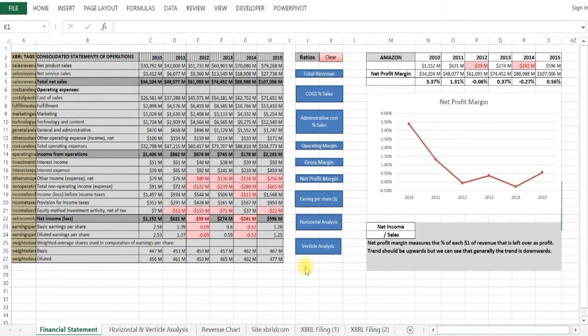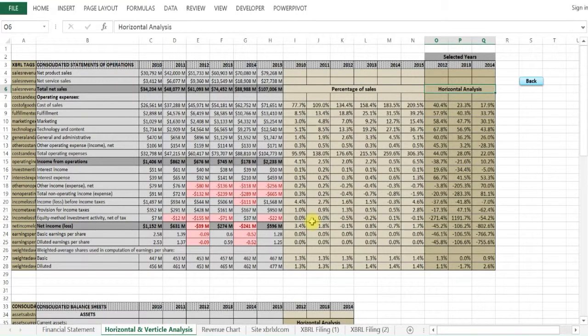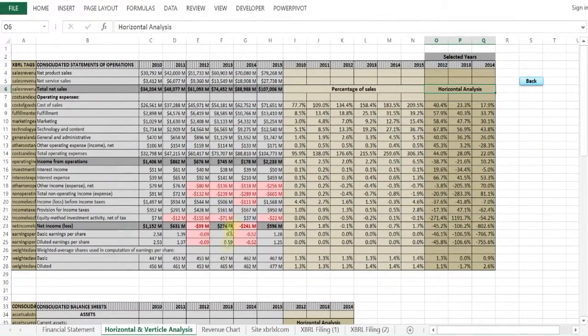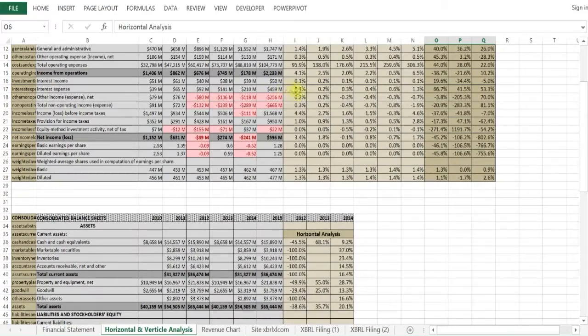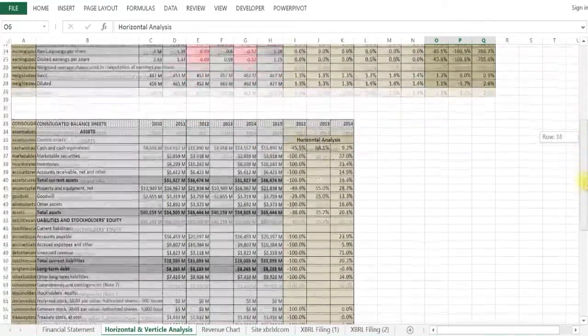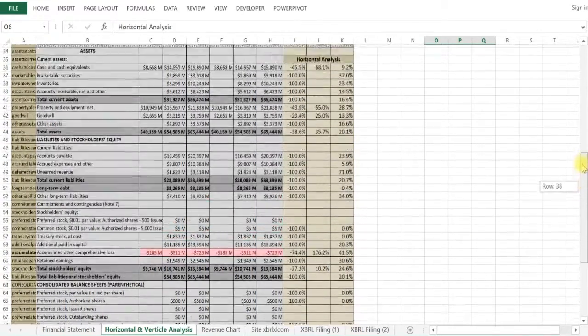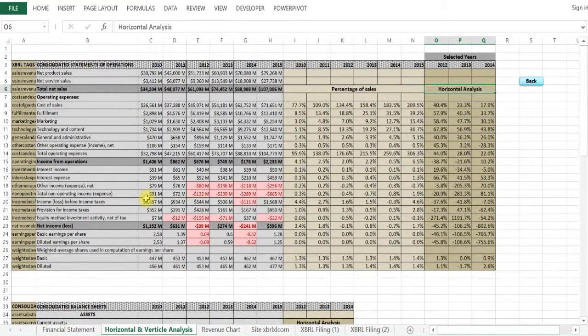I have also included a horizontal analysis button over here, which takes us to a page where we can see the horizontal and the vertical analysis of the income statement and the balance sheet. When we look at these statements this way, we can see why these negatives are here, because whatever is inside the income statement is flowing through the balance sheet also. So this vertical and horizontal analysis helps us decipher that information.